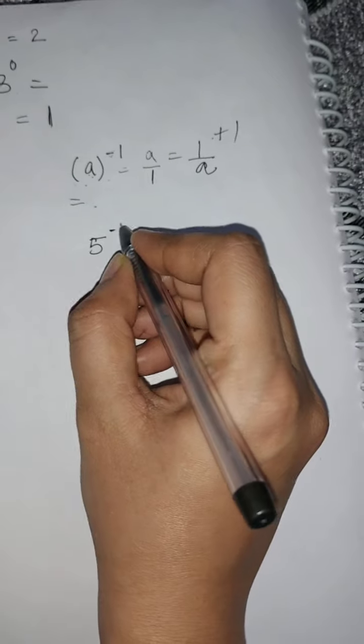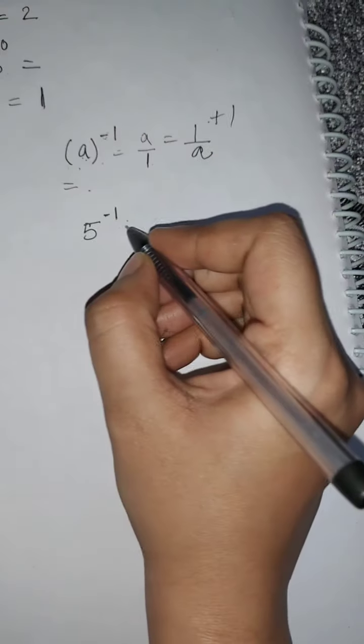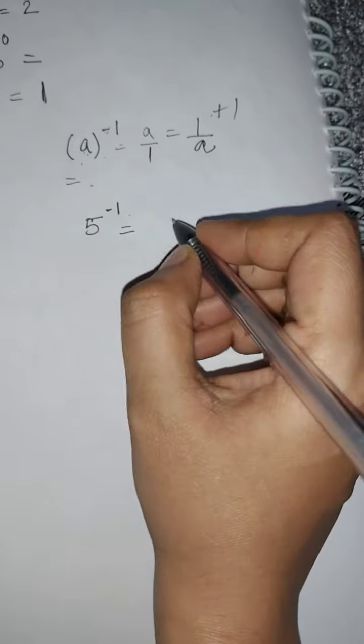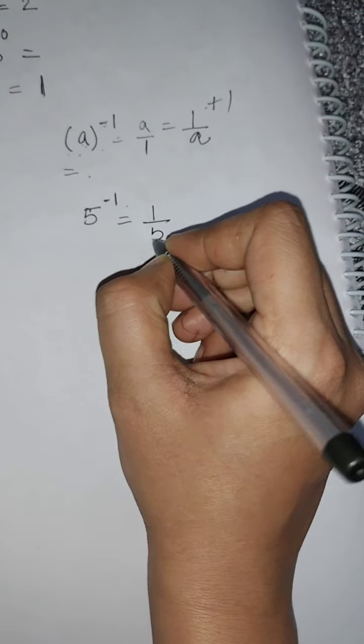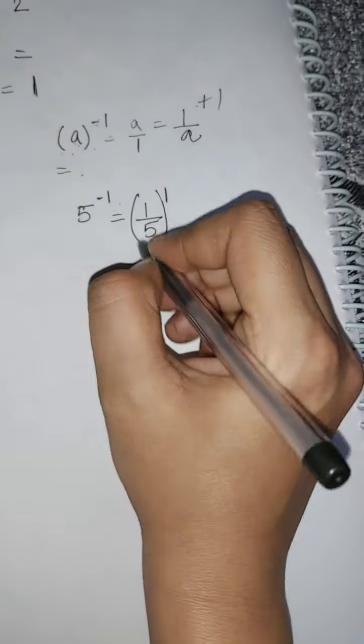So any number given with minus power, you will make the reciprocal of that digit. So 5 का reciprocal क्या हो जाएगा? 1 upon 5 and the power will become positive power. Okay, now this is 1 power.